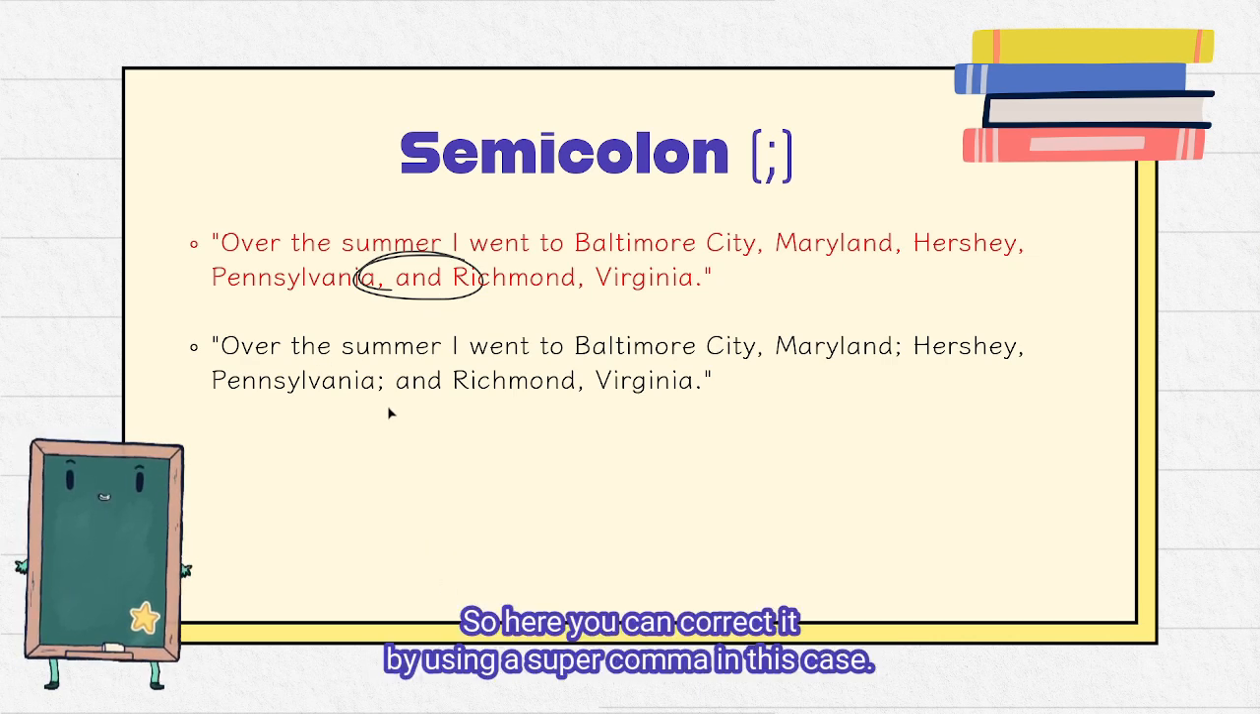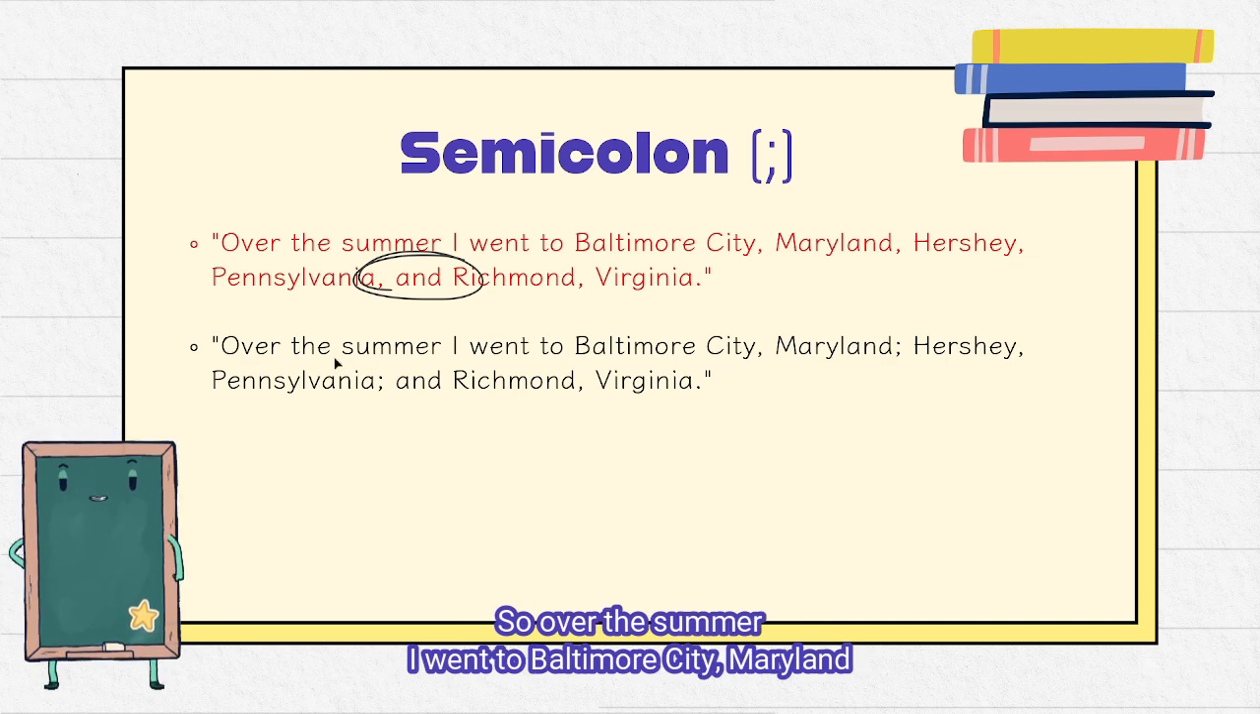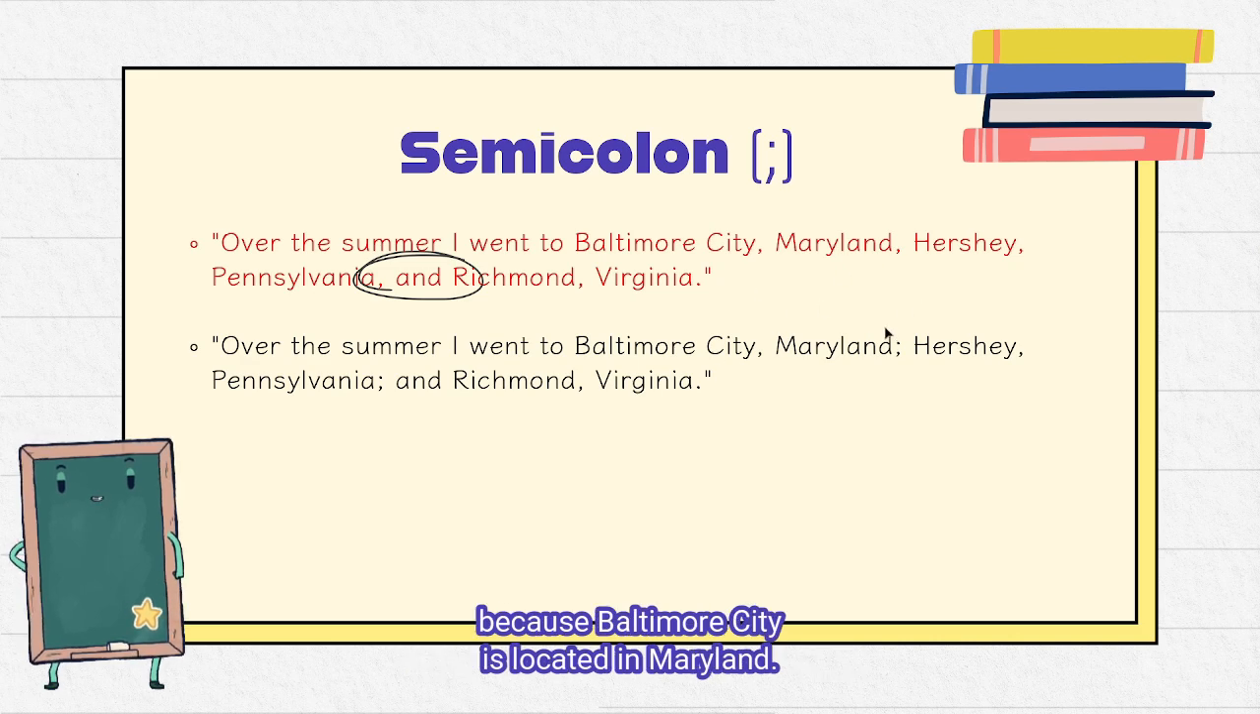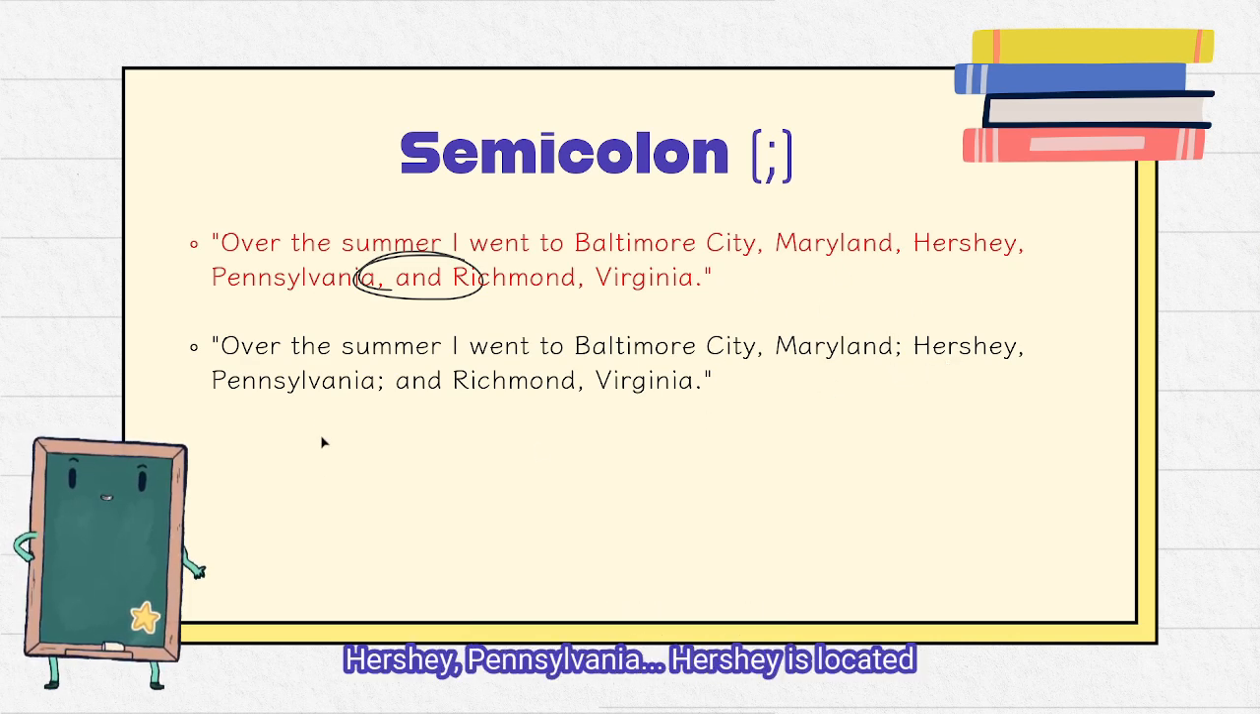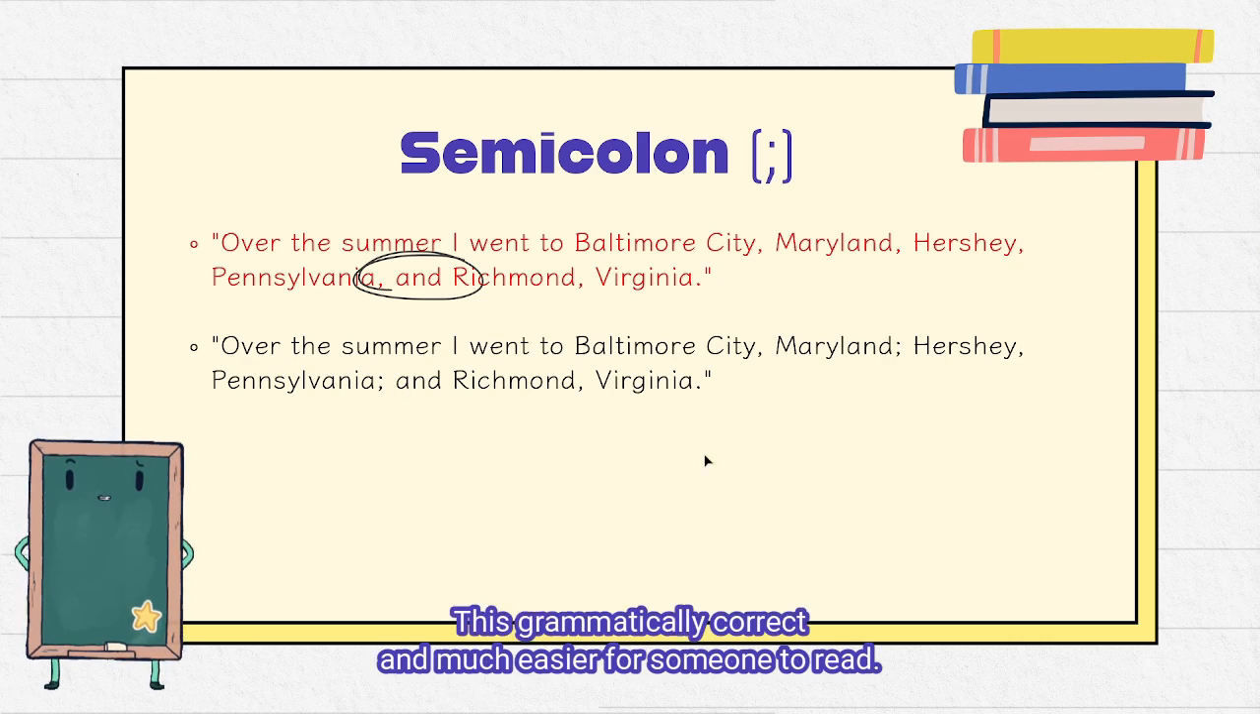So, here you can correct it by using a super comma in this case. So, over the summer, I went to Baltimore City, Maryland, because Baltimore City is located in Maryland; Hershey, Pennsylvania, Hershey is located in Pennsylvania; and Richmond, Virginia. This makes it grammatically correct and much easier for someone to read.